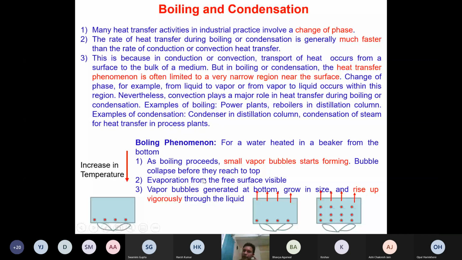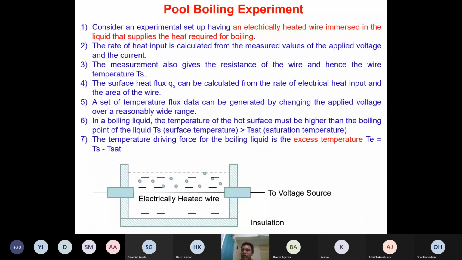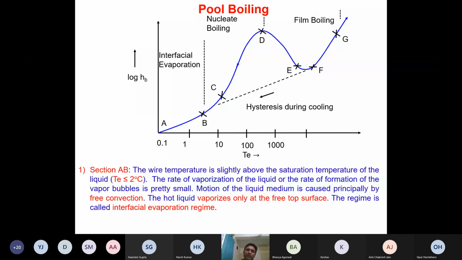This is the experiment which is performed in order to understand boiling. Here there is an electrical wire which is heated. How much heat is supplied, we can easily find out by knowing the voltage which is supplied. Also, the resistance of the wire is known, and therefore the surface temperature can also be found out.